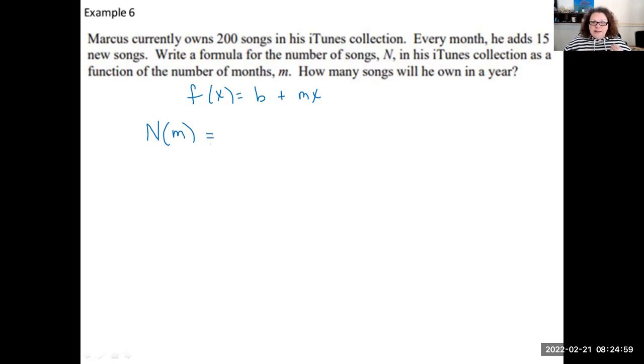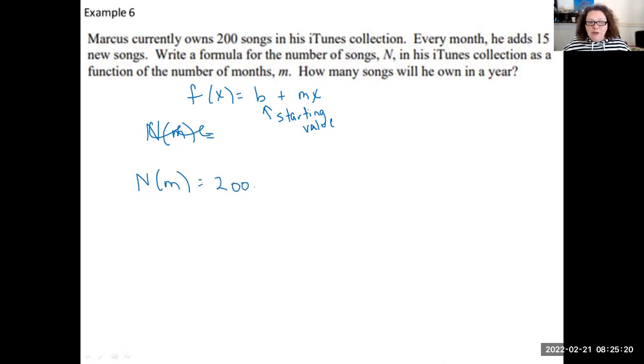Well, b is our starting value. How many is he starting off with? Starting value. He's starting off with 200 songs. I have to write this differently. n of m is equal to 200 songs. That's what he's starting off with.